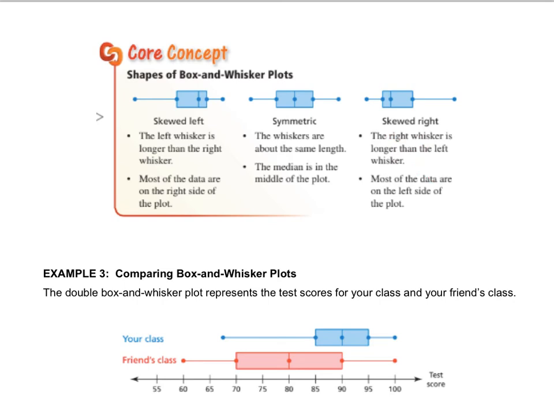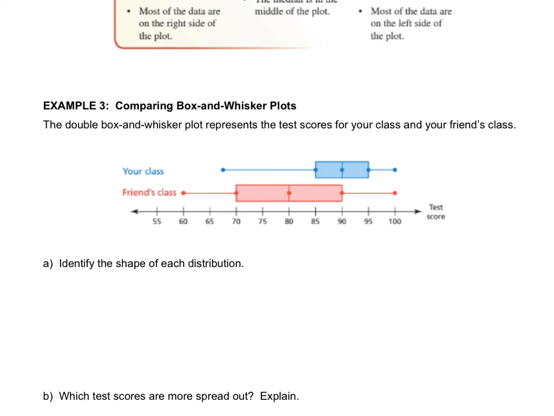Another thing that you can do with box and whisker plots is you can stack them, and you can use them to compare data. So for example, we've got this picture, and it represents test scores from your class and your friend's class, and we're going to answer some questions about how the data compares. So the first one says identify the shape of the distribution. So if you look up above, your friend's class looks very symmetrical and your class looks skewed left.